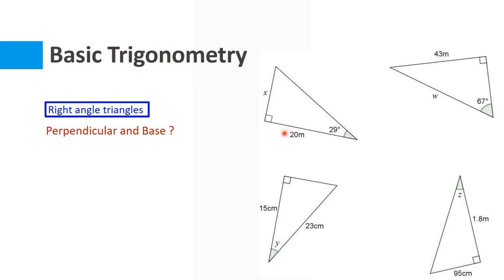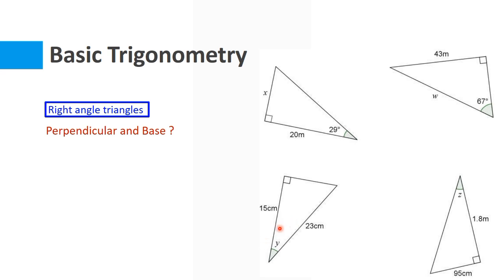the following examples. For example, in this figure you can see that the reference angle is 29 degrees and it is here. Now I have told you that the side which is adjacent to this angle and which is adjacent to the 90 degrees, this would be the base. So in this example, the 20 meter side is the base and x is the perpendicular and this side is the hypotenuse.